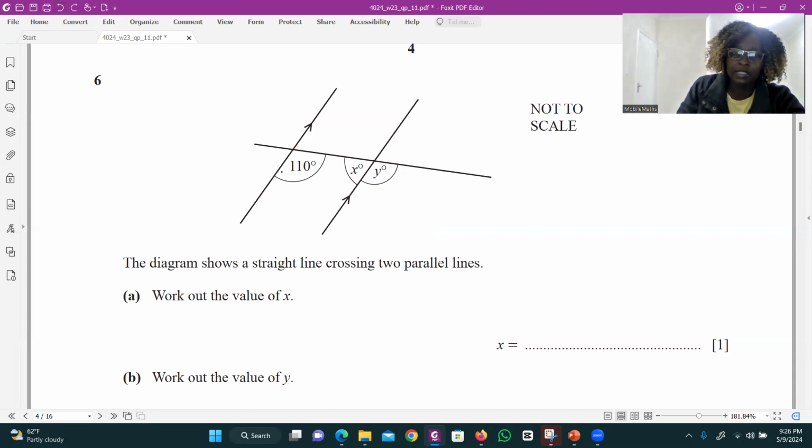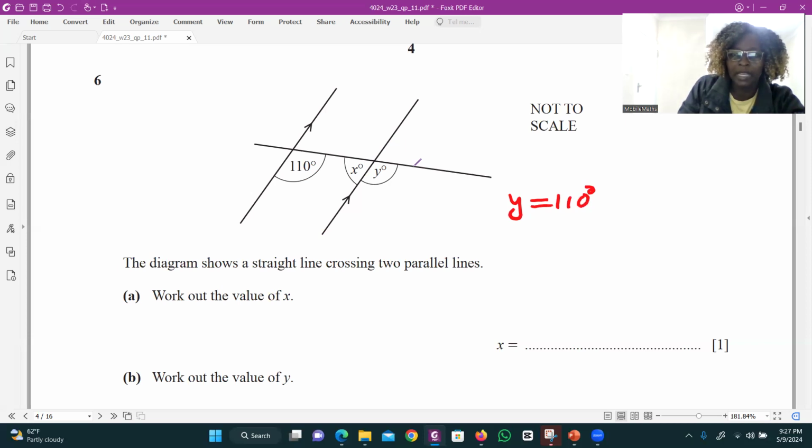Since they are parallel lines, I can say this is an F angle, okay? So if this is an F angle, this angle is going to be equal to this angle. So my y is going to be equal to 110 degrees. So y equals 110 degrees here.